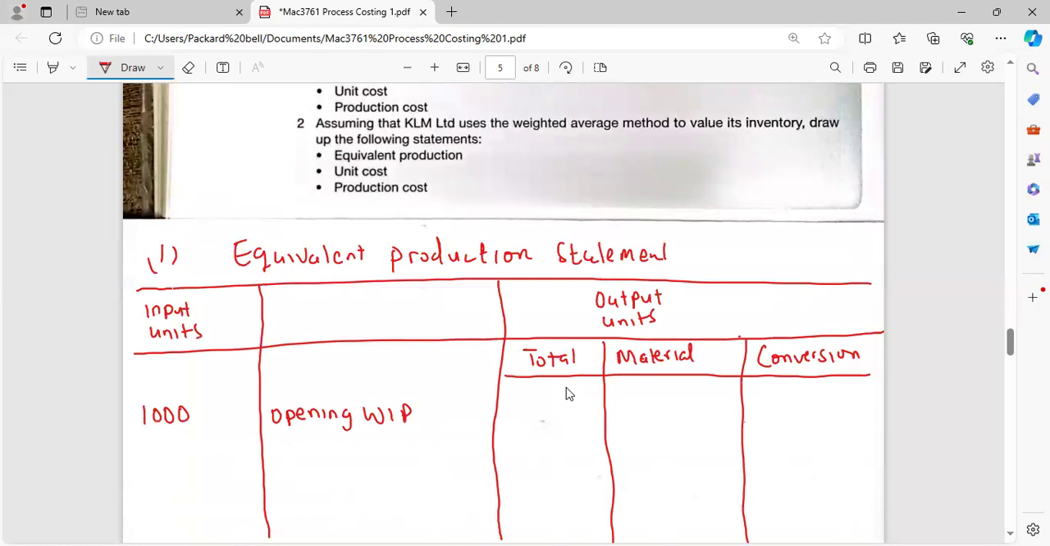So here we are going to have a normal loss of 10%, which is 1,000 times 90%. How much are we going to have? We're going to have 900 here. Then when it comes to material, remember it was brought from last year. So material cannot be carried forward. Once the material is fed into the process at the start of the process, then you have already used the material. What is left here is conversion cost.